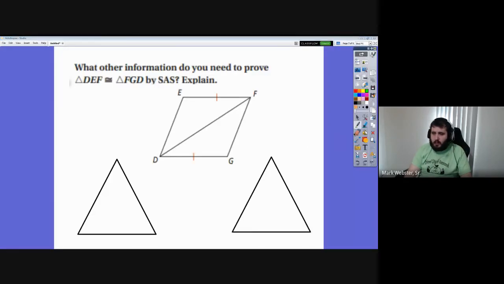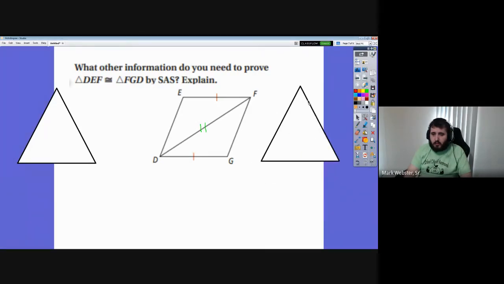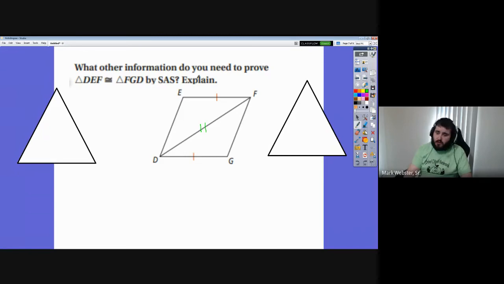So let's do a problem here. Once again, take a second and identify what we have. We've got this reflexive side pair, so that is there, and we need to pay attention to that. So now, I want to point out the specific directions are a little bit different now. They're saying, what other information do you need to prove that this is true with side angle side? So let me put together what I have so I can identify what I don't have.